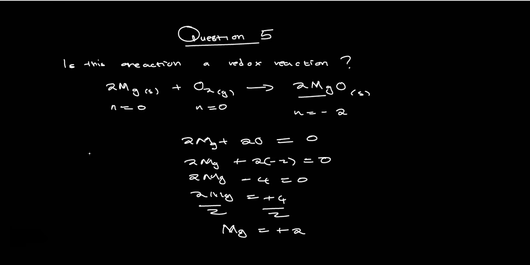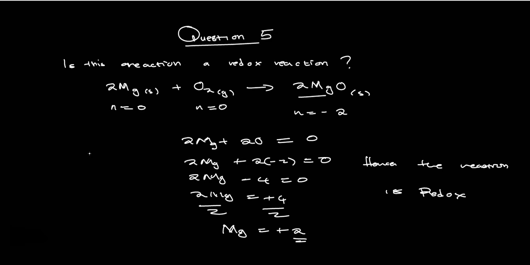So we can see that there is a change. Magnesium has been oxidized from 0 to +2, and oxygen has been reduced from 0 to -2. So you can say that hence the reaction is a redox reaction.